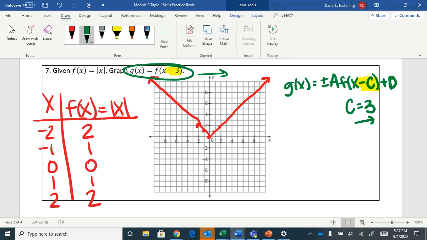So you would come over here, and I always like to take the point 0, 0 and move it first. But you would take that point and you would move right 3 points. You would take this point and move right 3 points. That point and move right 3 points. This point right 3 points. And then finally, that last one, right 3 points.